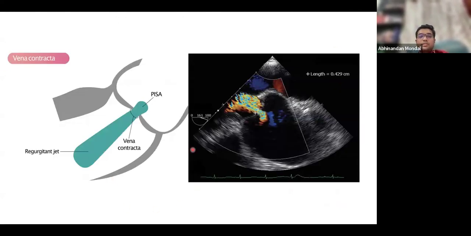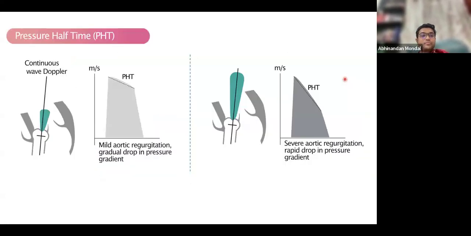So vena contracta is just similar to any other valve we have already discussed. This will give you the narrowest portion of your colored Doppler flow. We can measure either the vena contracta area by 3D, or the vena contracta width. In this example, it is the narrowest portion you can see here, and you have frozen the image and measured it at 0.429. So this is a moderate MR, sorry, moderate AR.